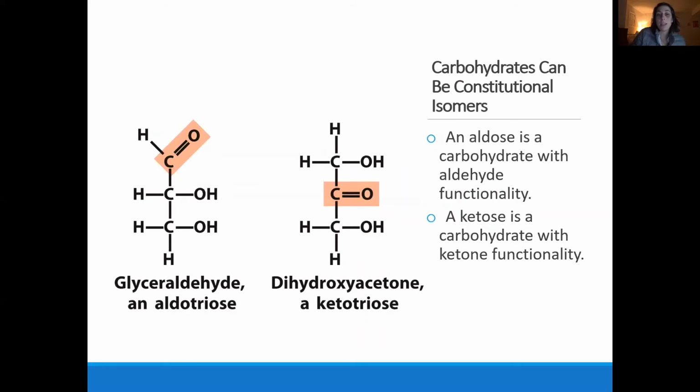So to name something all together, we can look at this example. This is the main carbonyl group on a sugar, and as you can see, it is an aldehyde. So we know that this is an aldose. We also know that there are 3 carbons in this sugar. So altogether, this is an aldotriose. The common name for this particular sugar is glyceraldehyde.